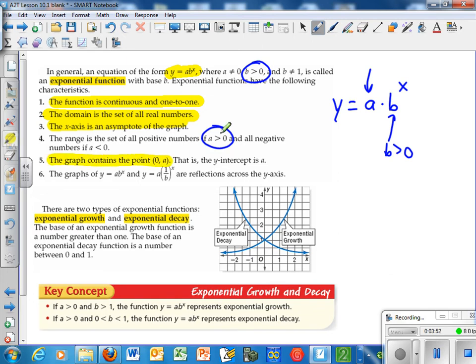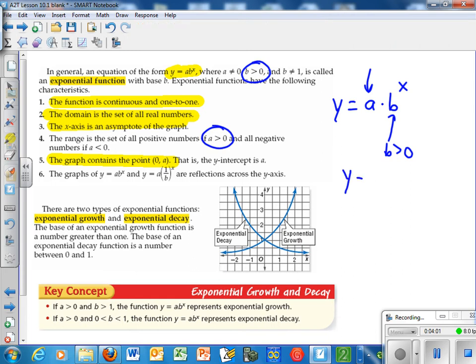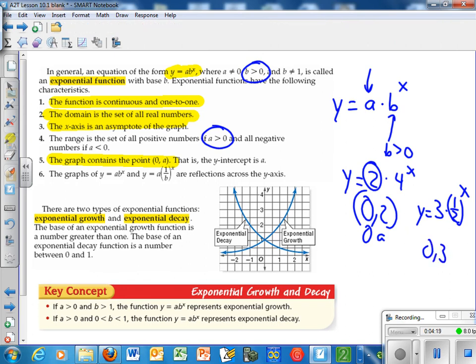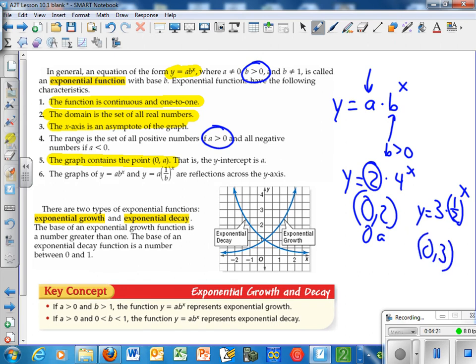The graph contains the point 0, a, so whatever a is, the y-intercept is going to be 0 comma that value. Like if you had y equals 2 times 4 to the x, then 0, 2 would be a y-intercept, 0 comma a. If I had y equals 3 times 1/2 to the x, then 0 comma 3 is where it would intercept the y-axis. So this is always telling me the y-intercept.